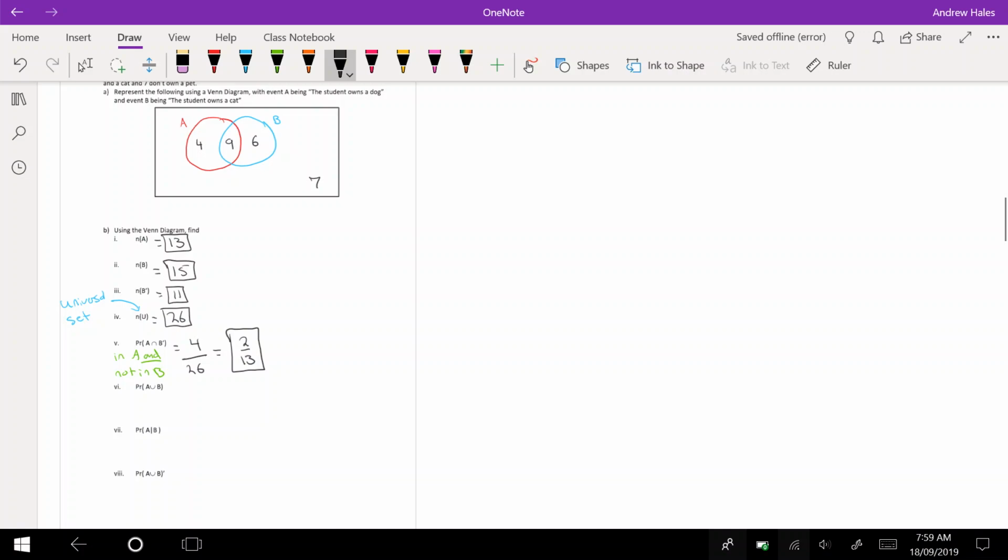Probability of the union, well, we know what the union is. It's A plus B, take away the intersection. So that is going to be 15 plus 13, take away 9. And again, it's over 26, because 26 is the total number of outcomes. So that's 28, take 9, over 26, so 19 out of 26.